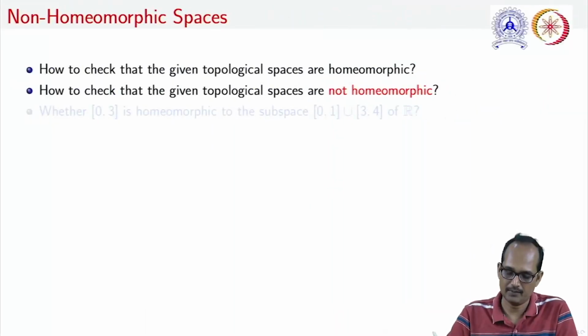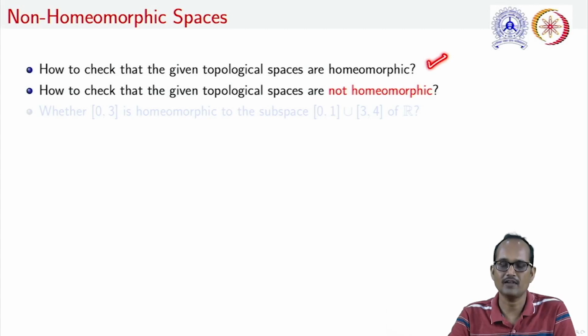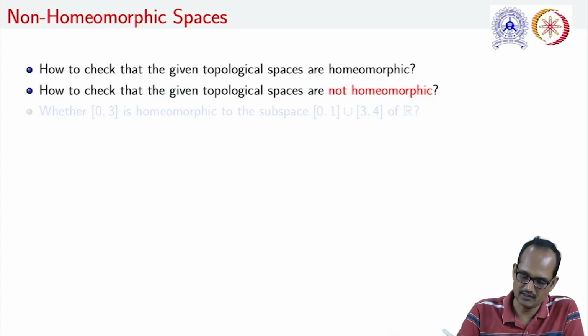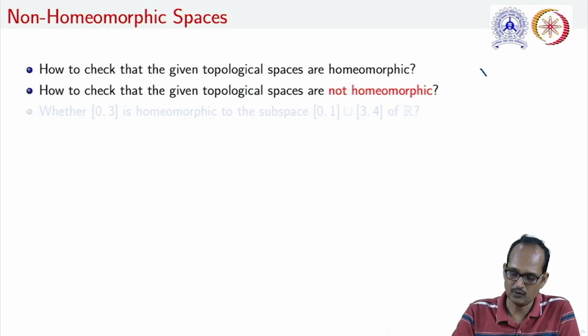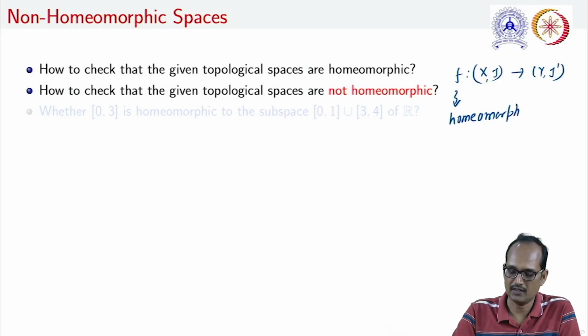Moving ahead, we have two questions with us. The first is how to check that the given topological spaces are homeomorphic. It can be answered easily, and what we have to do is that if we can construct a homeomorphism from this topological space (X, tau) to another topological space (Y, tau dash), if we can construct it, we can say that the topological space (X, tau) is homeomorphic to the topological space (Y, tau dash).